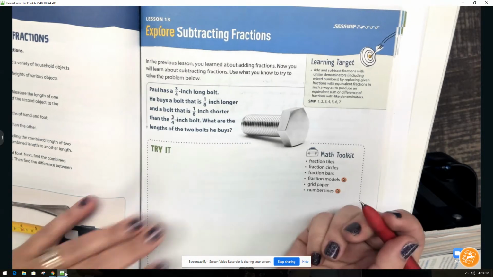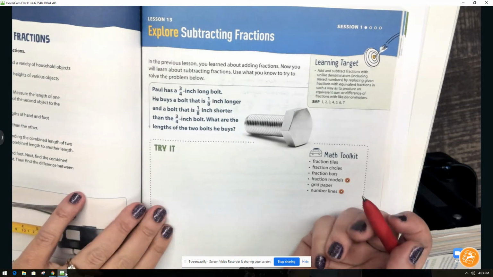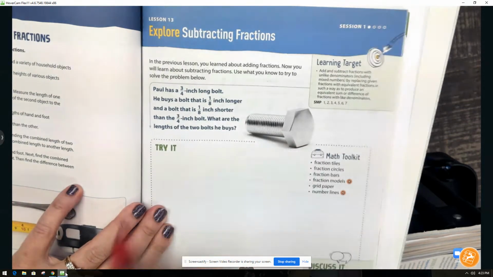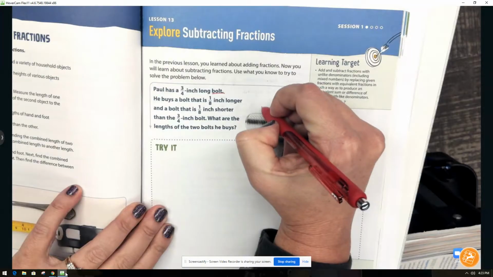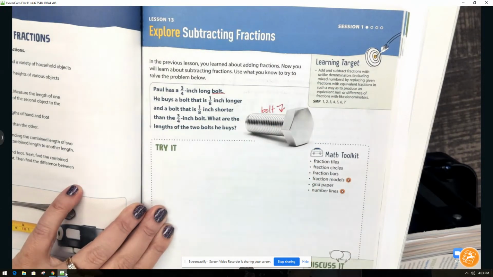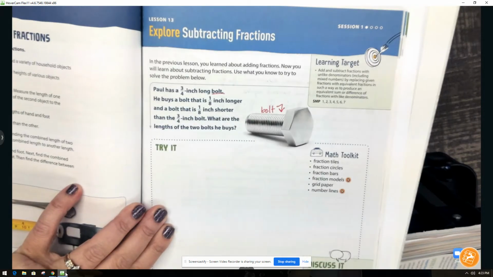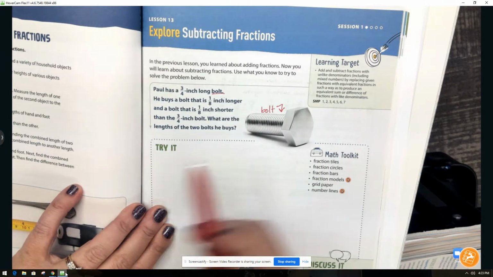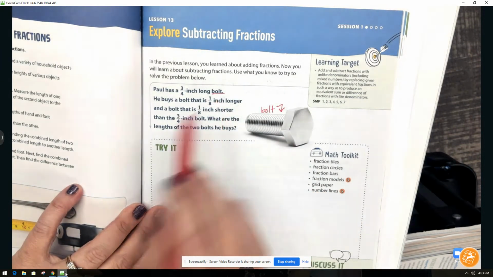So first of all, what in the world is this problem talking about? This problem is talking about bolts. And if you don't know, this here is a bolt. Again, it's like a screw. You use it to put stuff together. Okay, so we're talking about bolts.